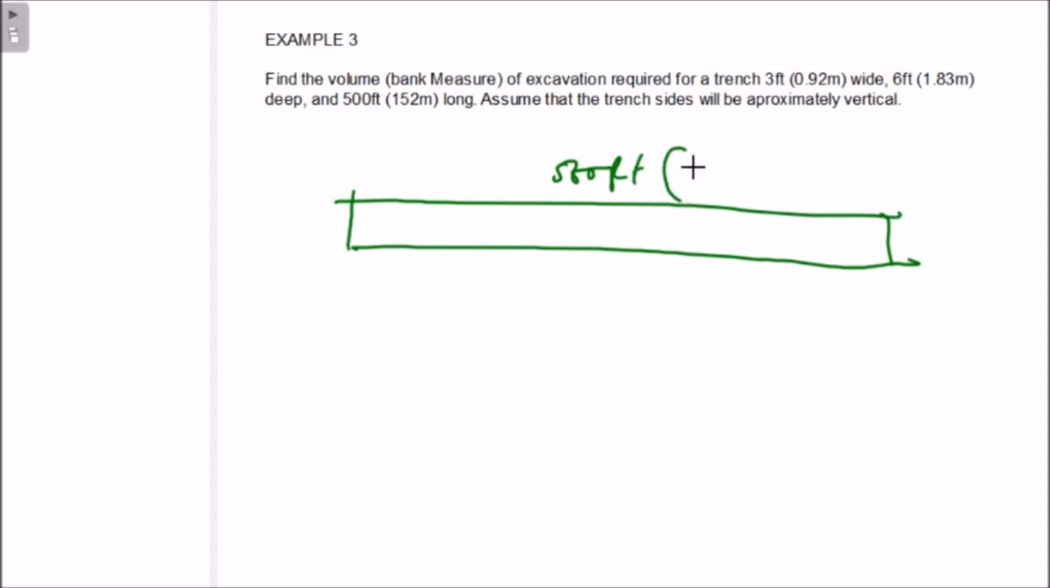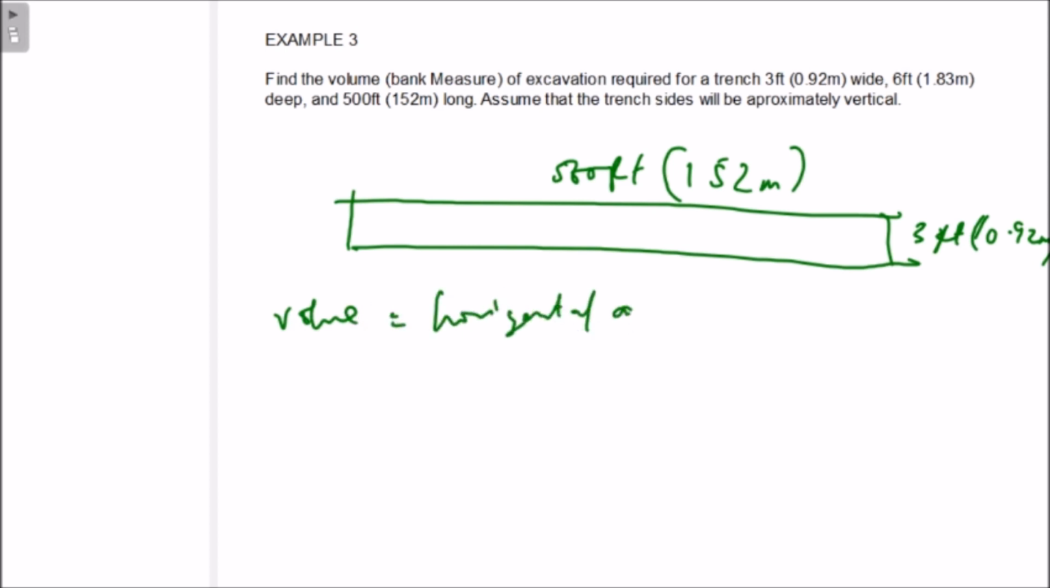The equivalent is 152 meters. The thickness or the width of that trench is 3 feet or 0.92 meters. So here we are asked to get the volume. Remember we said volume is equal to horizontal area multiplied by average depth.